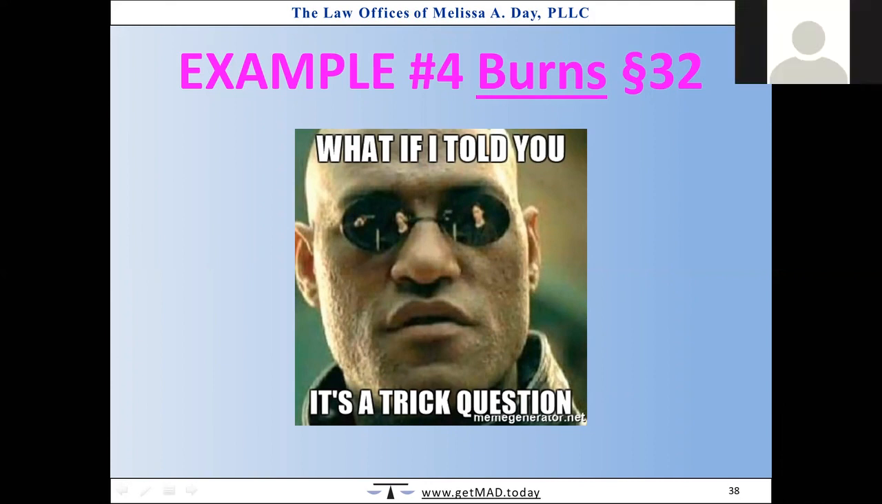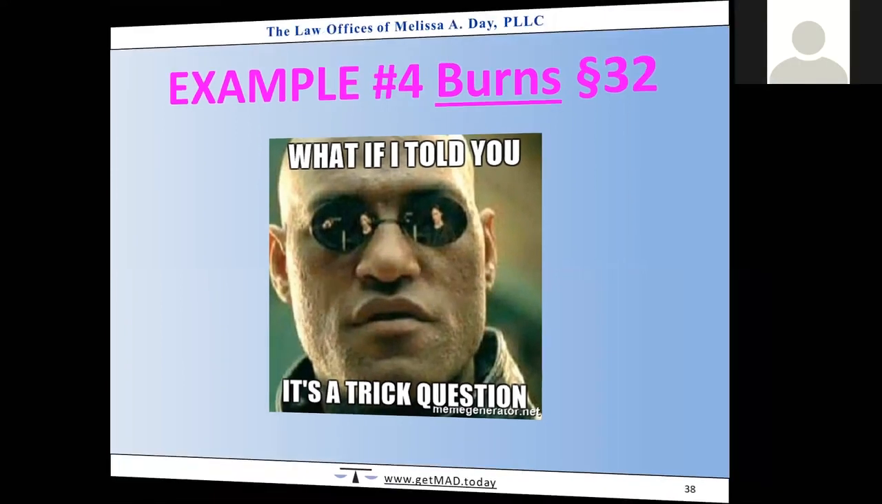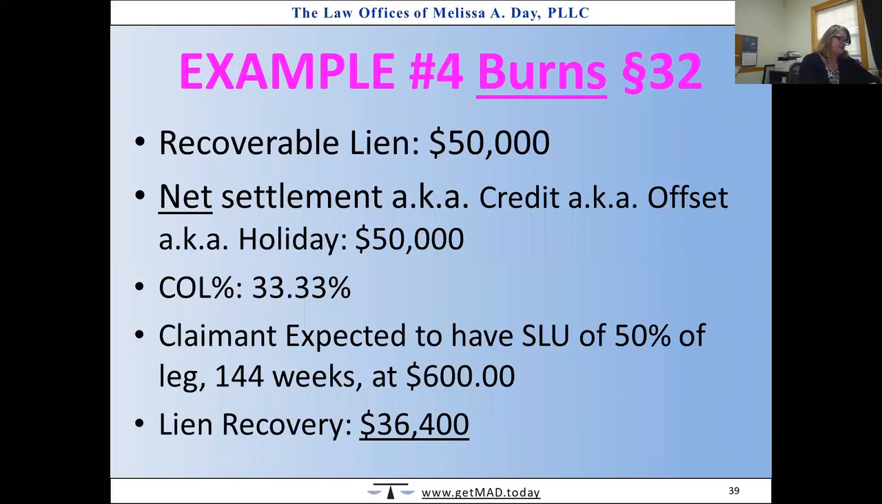So it'd be $86,400 minus your $50,000. That's how you get to $36,400. So the schedule is 144 weeks times the $600 per week. So that's an overall schedule loss of use award of $86,400. The credit is $50,000. You have a recoverable lien, so subtract the $50,000 from the $86,400. That gives you $36,400 remaining as a payment.